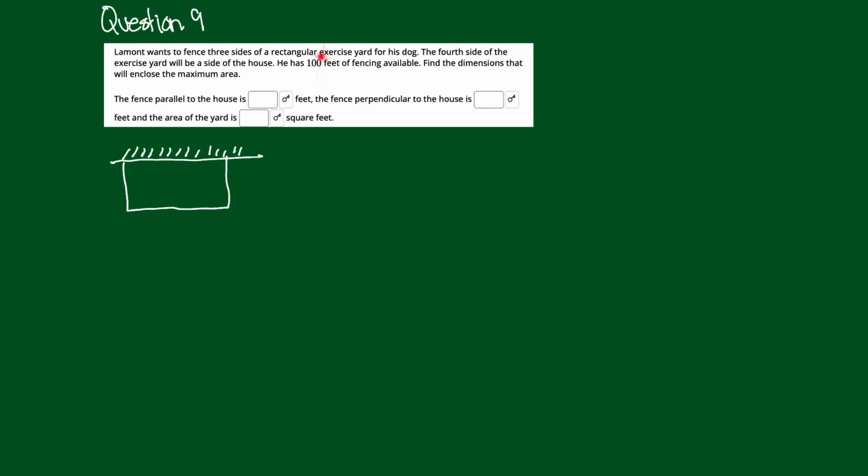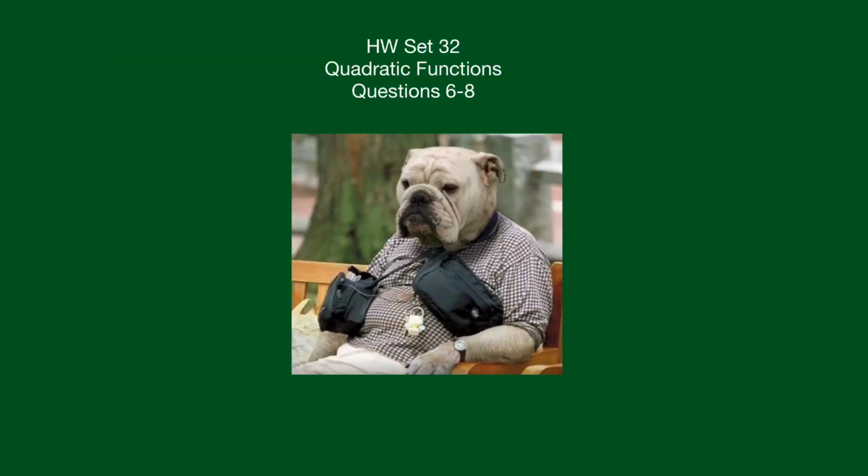Now here's what he's got. He's got 100 feet of fence. So he's got 100 feet to go around like this. These 2 sides, this side, and this length. So 100 feet here. And the dimensions, well, okay, he wants to maximize the area. Okay, he wants to maximize area. And that brings to an end these 3 questions on homework set 32.